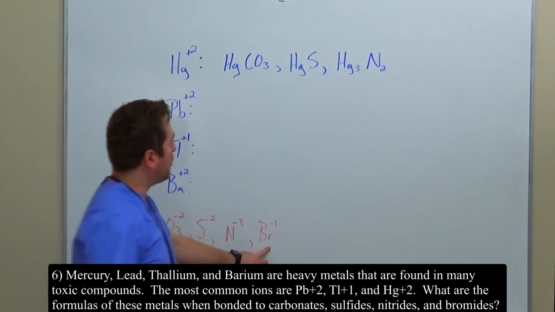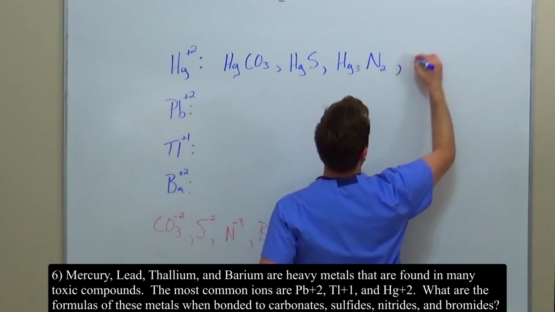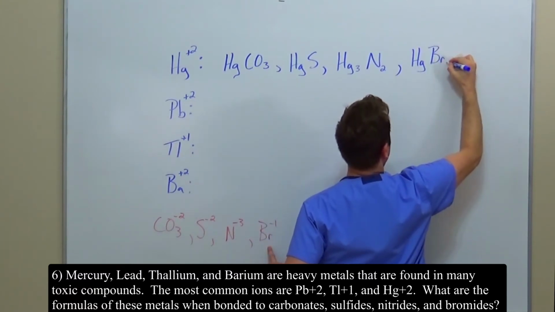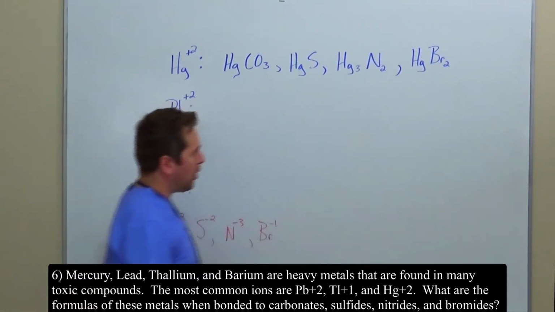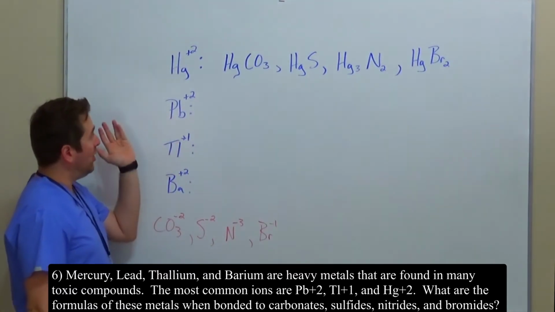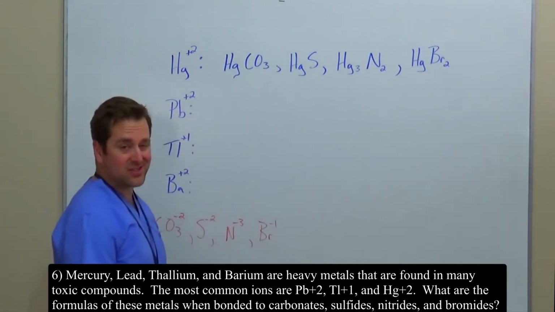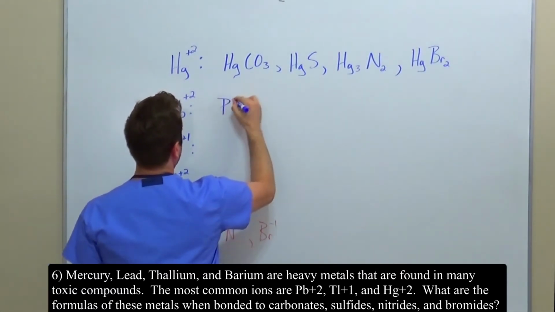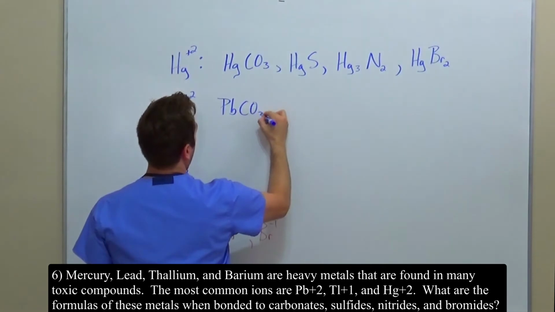Okay, what about the bromine? Well, this one's easy. You've got our mercury, and then we're going to need 2 bromines. So mercury 2 bromide. There you go. That's the process, guys. So let's go for it. Lead 2. It's more or less the exact same thing, just put in lead, take out the mercury. So here we go. Lead 2 carbonate.